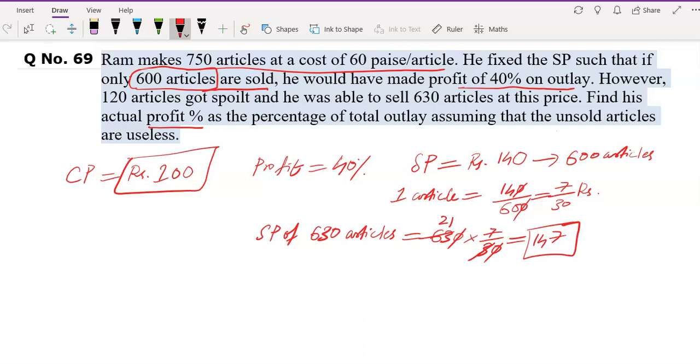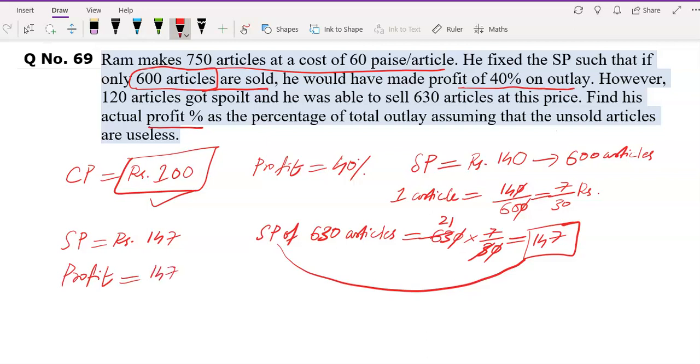So 120 articles got spoiled and he was not able to sell that. So his total SP is how much? Total SP is 147 rupees and his total cost price is rupees 100. So his profit will be how much? Selling price is greater. So SP minus CP, 147 minus 100 will give us 47 rupees profit. And if we need to find the profit percent, profit upon CP into 100. So this will give us 47% profit as our answer.